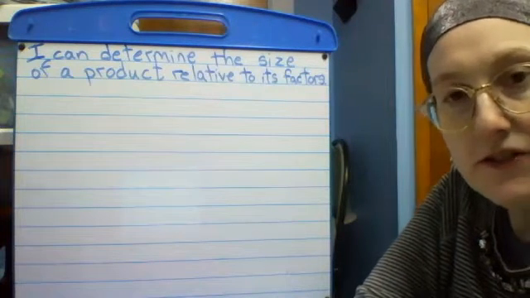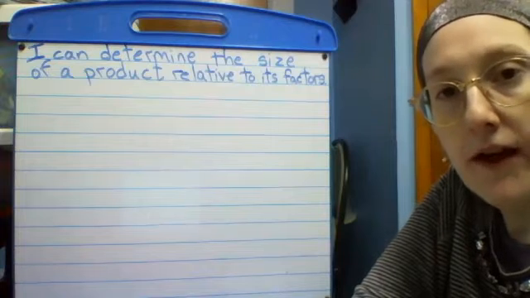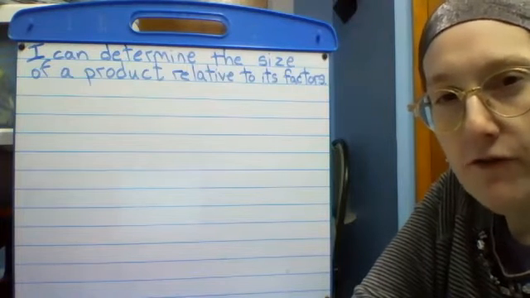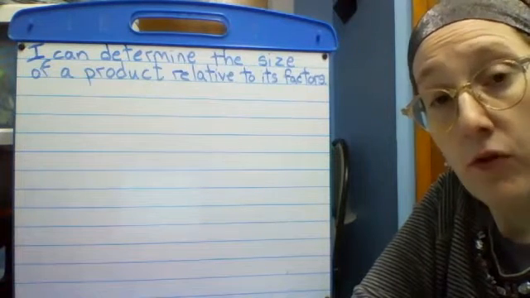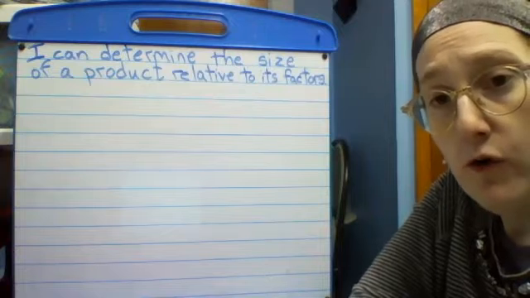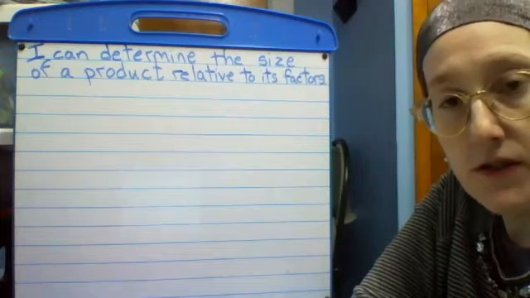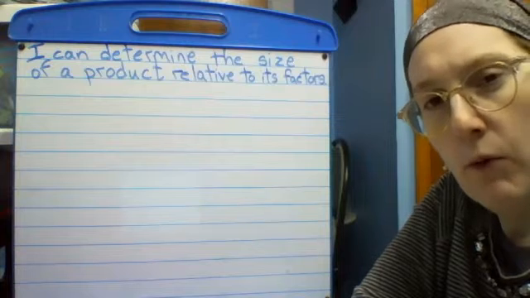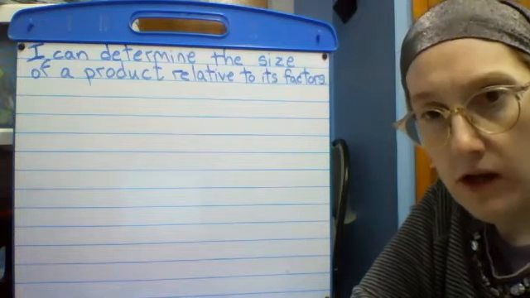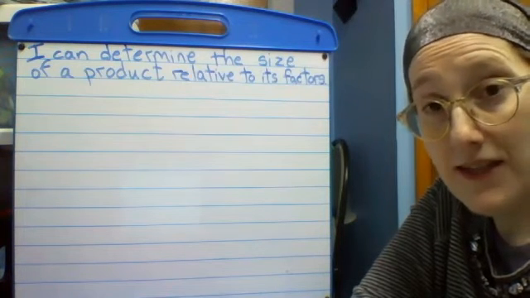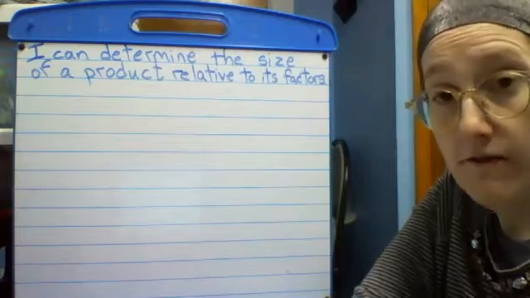Today we're going to continue talking about multiplying fractions. But we're not going to focus on finding the product today. Today we're going to focus on determining the size of the product relative to its factors, meaning we want to try to figure out if the product is going to be greater than, less than, or equal to the factors.